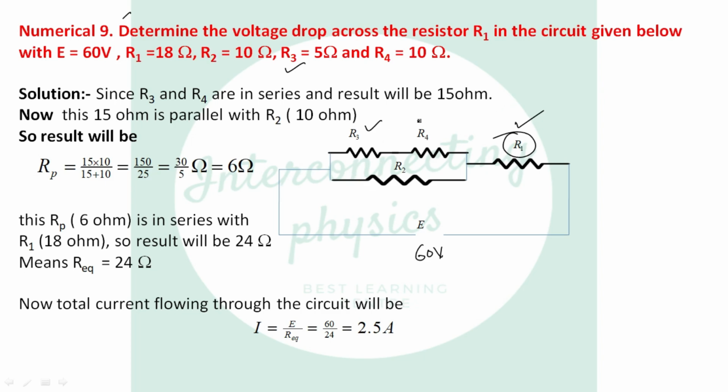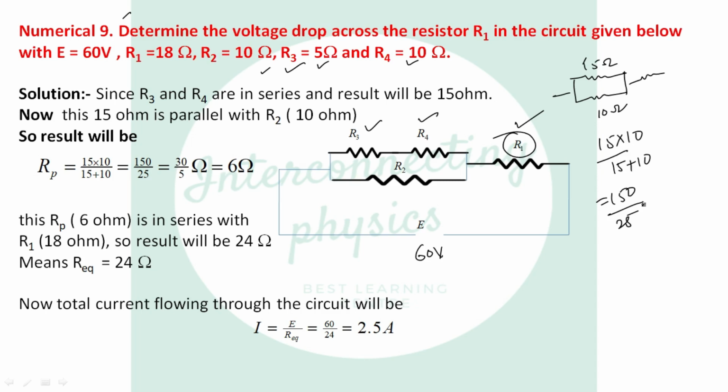Now these two, R3 and R4, are in series. What is R3? It's 5 and 10, that is, the answer is 15 ohm. This 15 ohm and R2, what is R2? This is 10 ohm. Now this 15 and 10 are parallel. So the answer will be 15 into 10 divided by 15 plus 10. The answer is 150 divided by 25, which is 6 ohm.